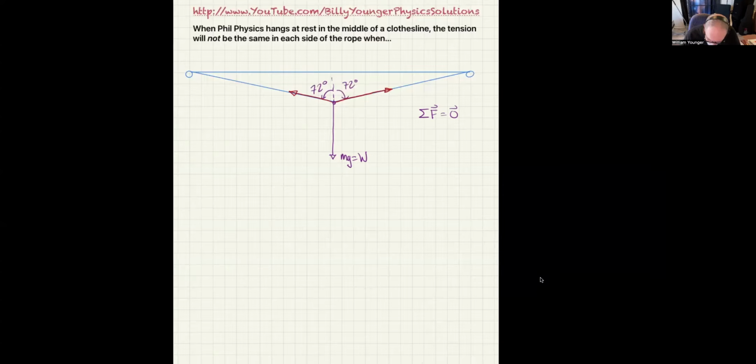Now, I drew this force a little too big for the weight, so I'm going to shorten it a little bit to make it a little more reasonable. So now let's say this is the weight, and I'll say W is equal to mg, like that. And I can get rid of this.